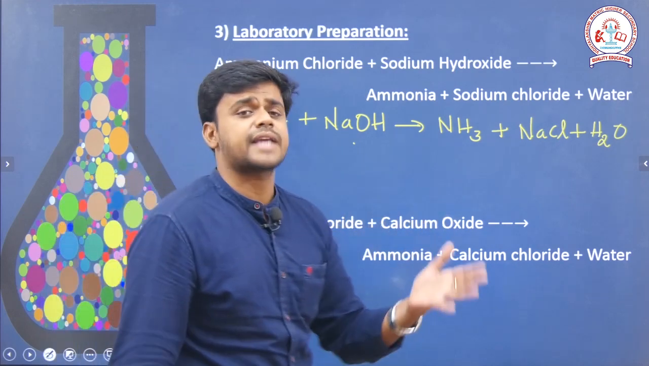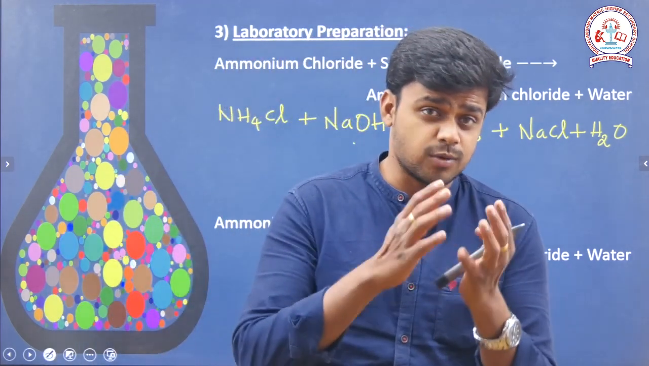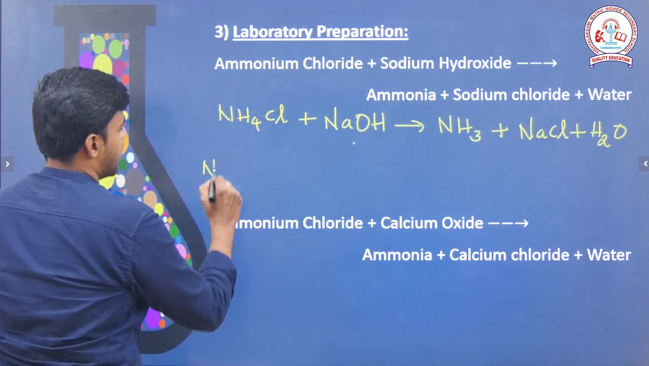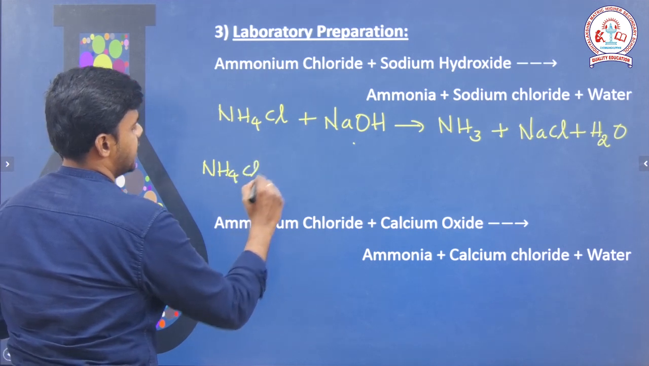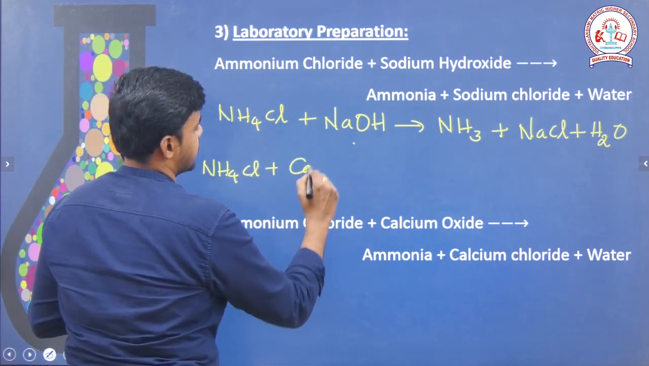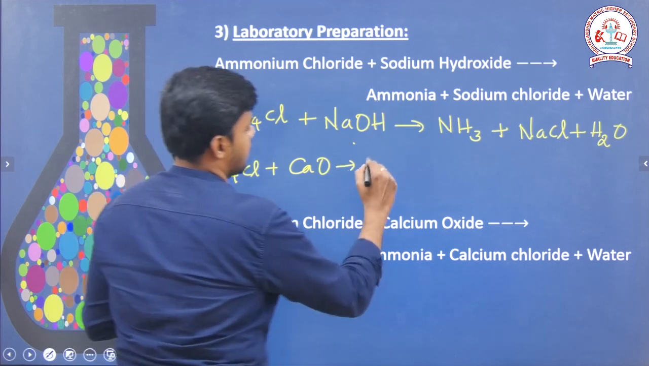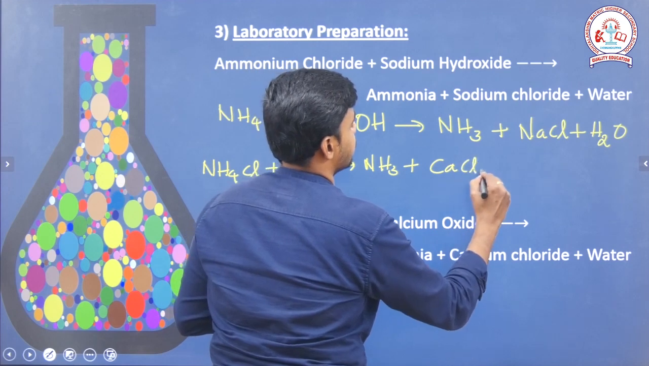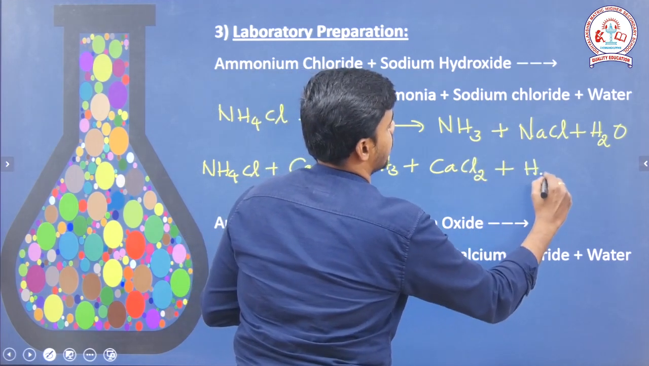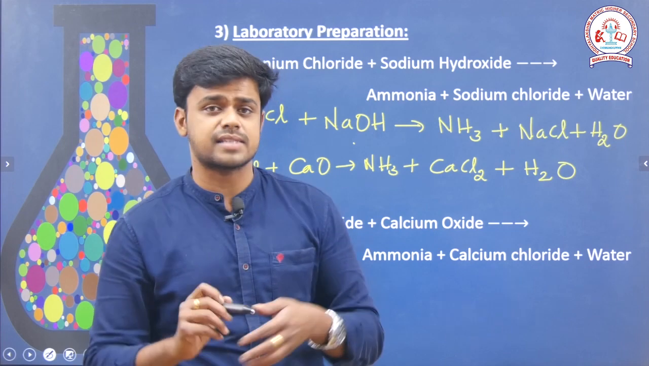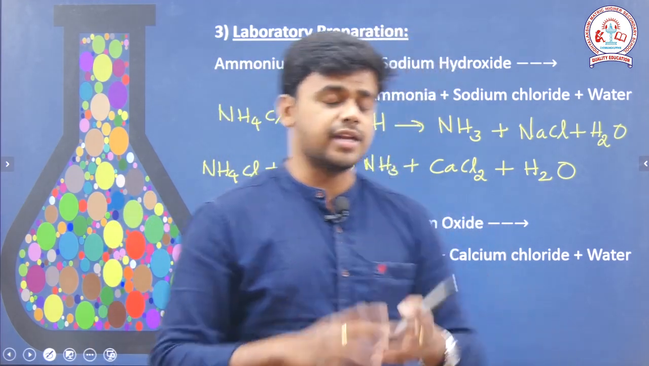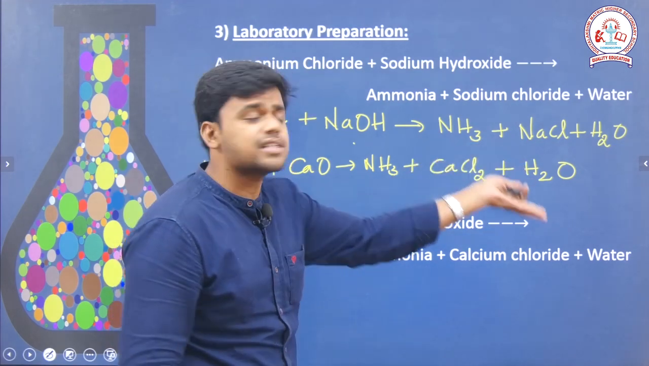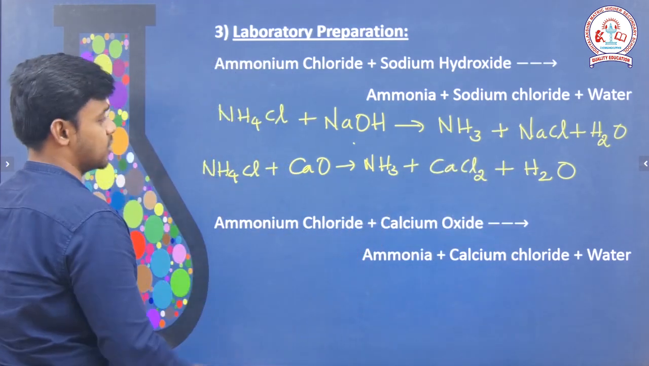can also be treated with calcium oxide, which means you can take sodium hydroxide, otherwise you can take calcium oxide also. I'll write. So ammonium chloride NH4Cl, this can be treated with calcium oxide to give ammonia, then calcium chloride, then water. Sir, what is the similarity in this reaction, sir? How to read? Then it is very easy. If we add sodium hydroxide we get sodium chloride, if we add calcium oxide we get calcium chloride, that's all. There is nothing else much to say here.